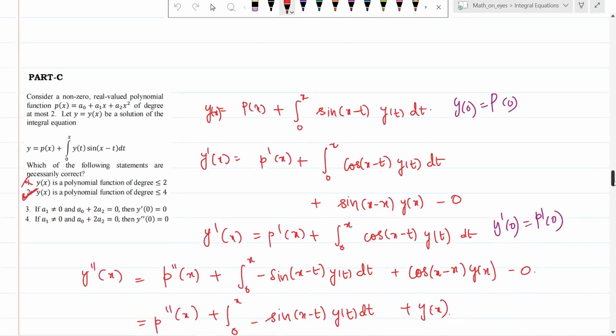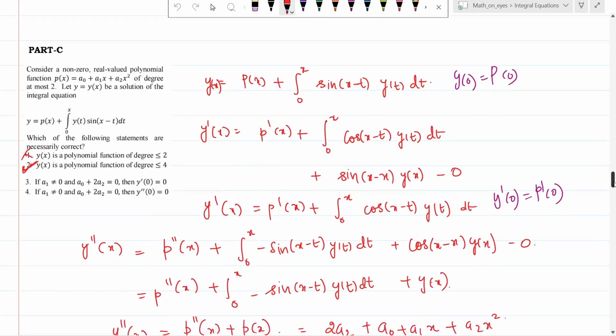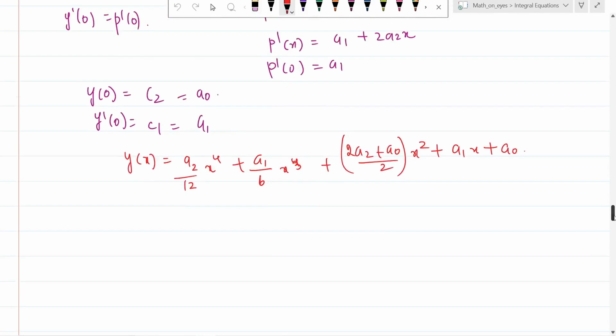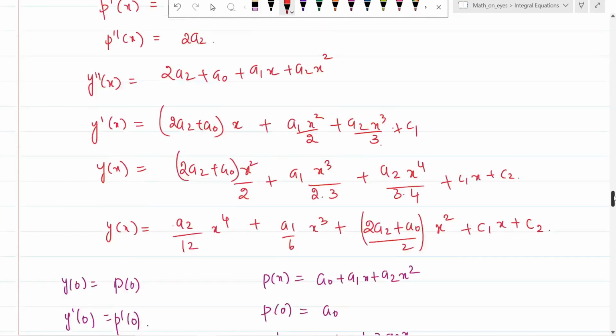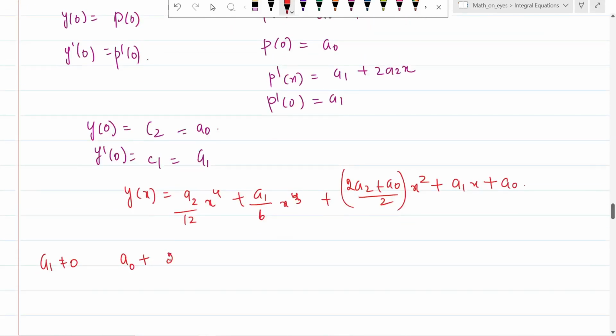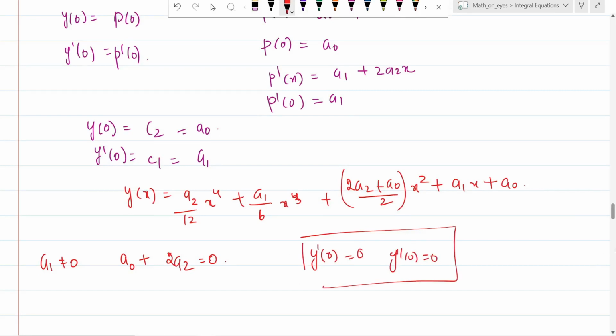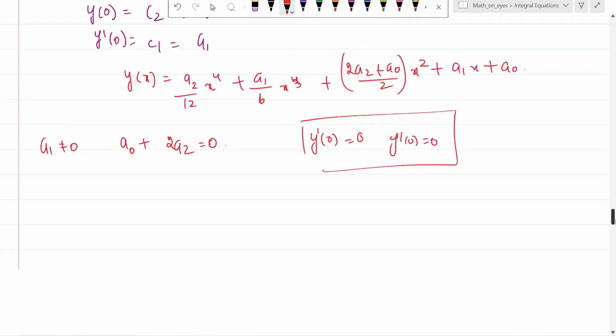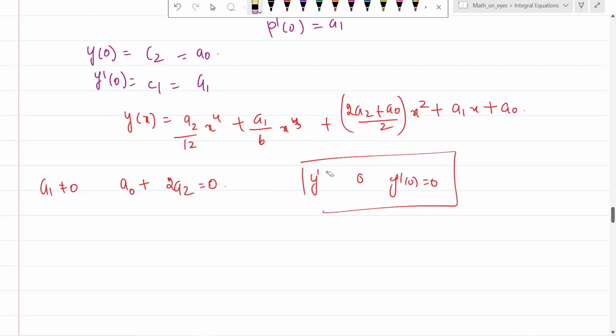Now, if a1 is not equal to 0 and a0 plus 2a2 is equal to 0, what happens? Then we have to find whether y dash of 0 is equal to 0 or y double dash of 0 is equal to 0 or not. This is to be verified. So let us verify each option.